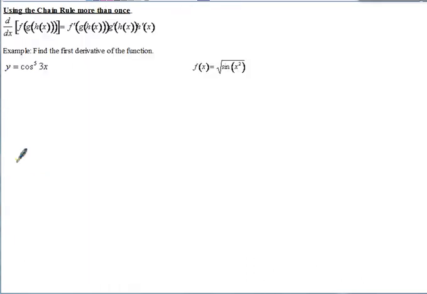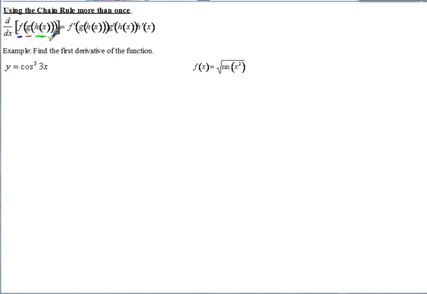Okay, now let's look at the next one. The formula looks more complicated than it actually is. And sometimes you have to use the chain rule more than once. So here, you could sometimes have two functions inside. So f represents the outer function, g represents the function inside of that, and h represents the innermost function inside of that.